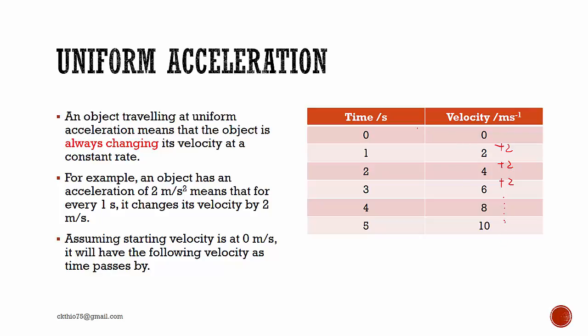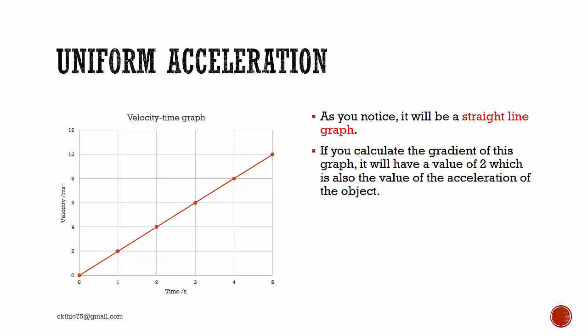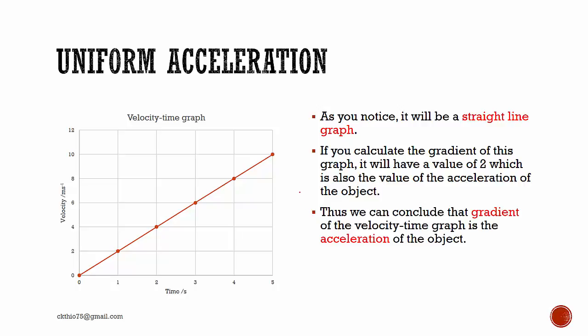If you plot the velocity time graph, you would get something like this. And from the data itself, you can infer that the object is moving or traveling faster and faster. So this will be the velocity time graph. For uniform acceleration, it would be a straight line graph. And if you calculate the gradient of this graph, it will also have the value of 2, which is the value of the acceleration of the object. So in this case, for a velocity time graph, we can conclude that the gradient of the velocity time graph is the acceleration of the object.